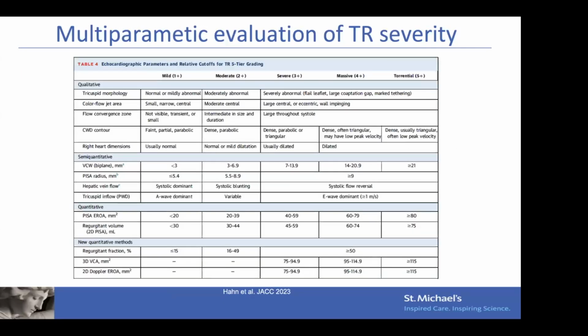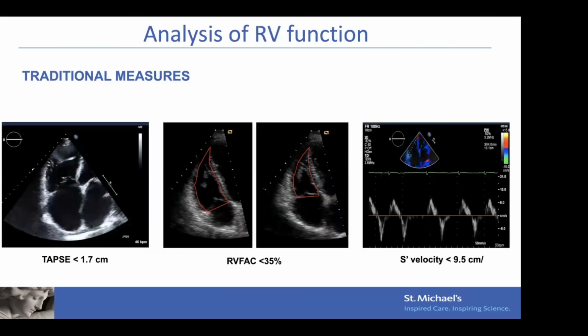So when you integrate all these different parameters, you get a really nice overview in this table, and this will allow you to have a more nuanced evaluation of TR severity, which is less prone to errors, because as I mentioned, all of these individual measurements or parameters are prone to errors. But if you combine them in an integrated approach, I think you're less likely to fall into the trap and really be able to diagnose your TR severity with more confidence.